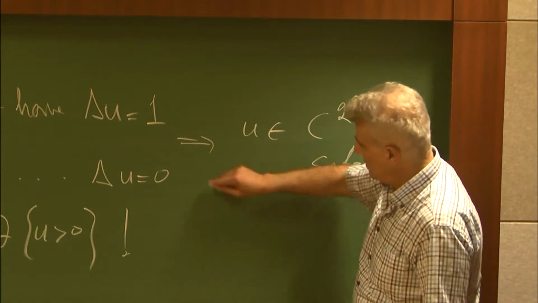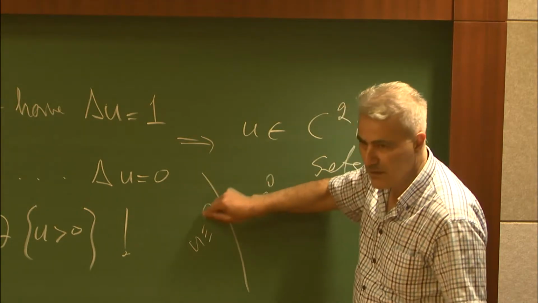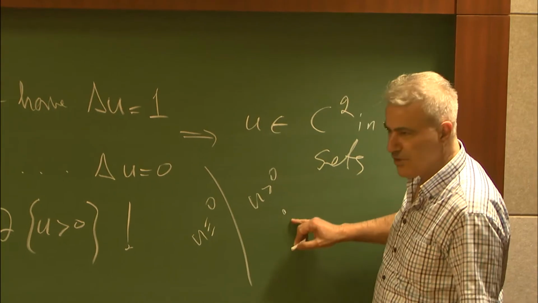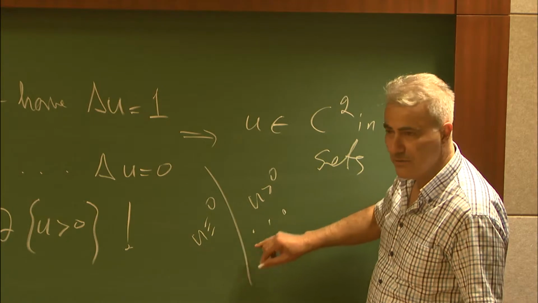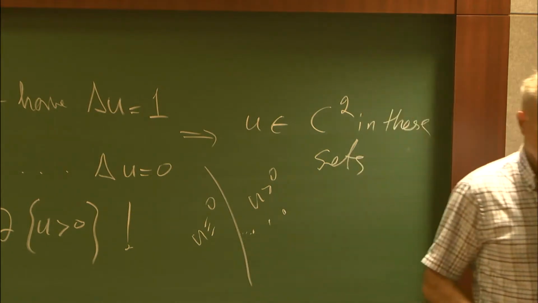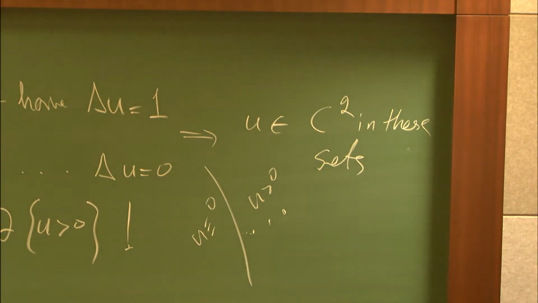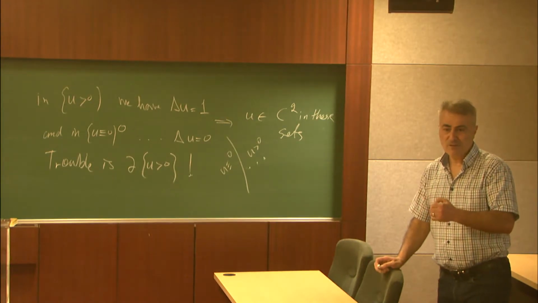But the problem is, if this is the set that is positive, and this is the set that is 0, at your point here the function is C2, at this point it is C2, and then you come in closer and closer. So I want to show that the C2 norm doesn't blow up, doesn't go fast.